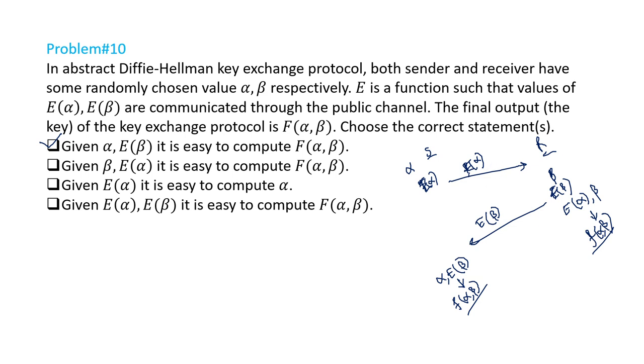However, the outside third party adversary who is seeing the transcript, where the transcript consists of e of alpha and e of beta, should not be able to compute f of alpha comma beta from them, otherwise the whole purpose of the key exchange protocol is nullified, right? Also, as I already said, from e of alpha it should be hard to compute alpha, otherwise by seeing the transcript the adversary could learn alpha and beta easily and then compute f of alpha comma beta on its own to get the secret key. So this should not be the case, that is why this is wrong and this is wrong. These two are correct.